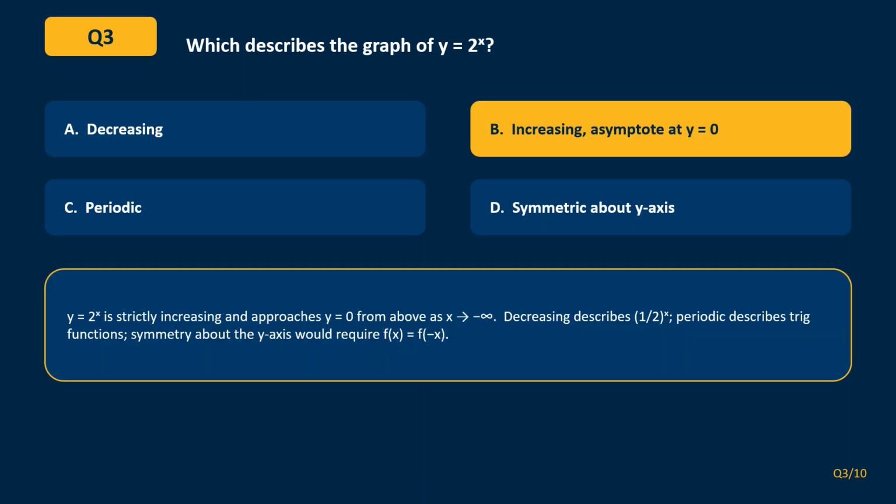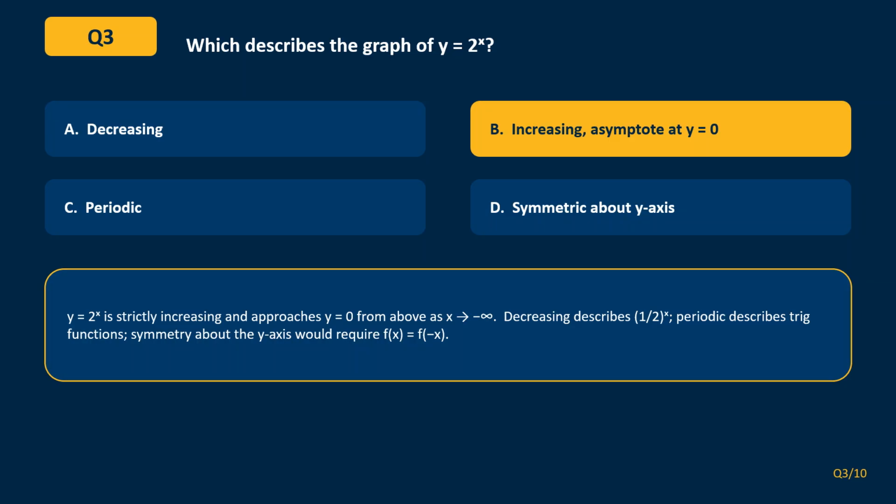The correct answer is B. The function y equals 2 to the x is strictly increasing for all real x. As x tends to negative infinity, the function values approach 0 but never reach it, hence the horizontal asymptote at y equals 0 approached from above. As x tends to positive infinity, the function grows without bound.